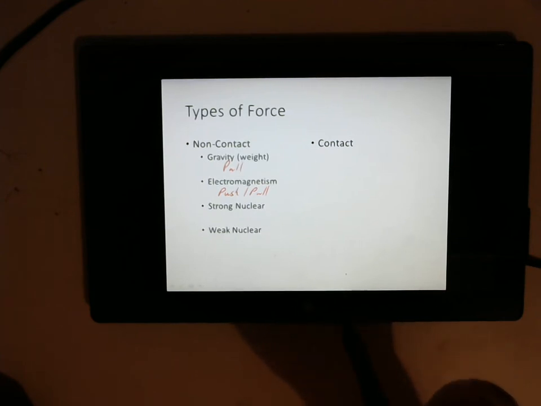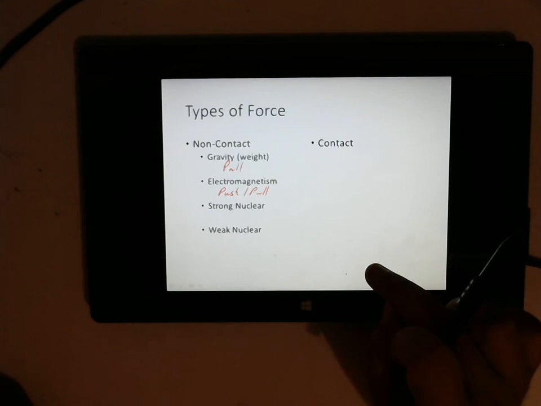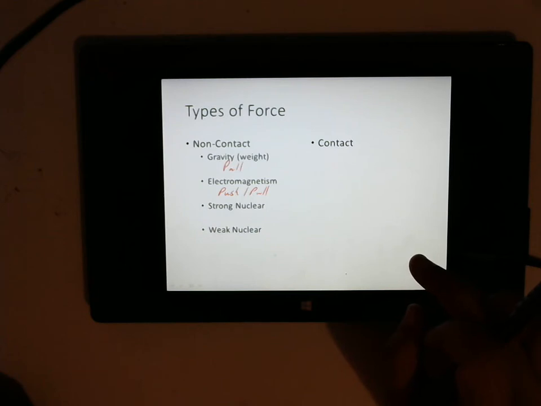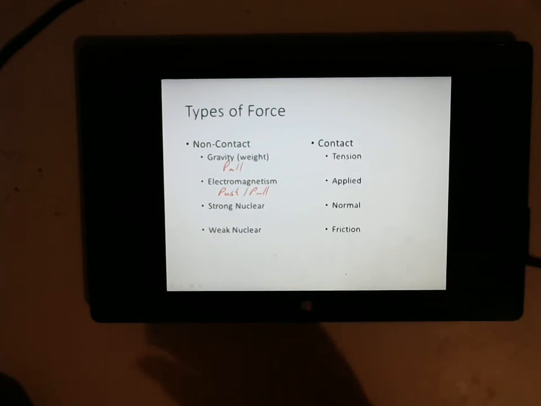Now, contact forces, though, these are when things are touching, and the text has covered a few. It's covered tension, it's covered the applied force when someone actually does something, and it's talked about the normal force. And we're going to look at friction today as well. Now, a tension happens when you have an object being pulled or hanging from a rope. There has to be something like a rope or a string or something to that effect attached to an object, and then the rope is transmitting the force.